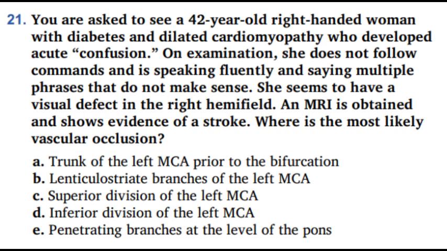A. Trunk of the left MCA prior to the bifurcation. B. Lenticulostriate branches of the left MCA. C. Superior division of the left MCA. D. Inferior division of the left MCA. And E. Penetrating branches at the level of the pons.